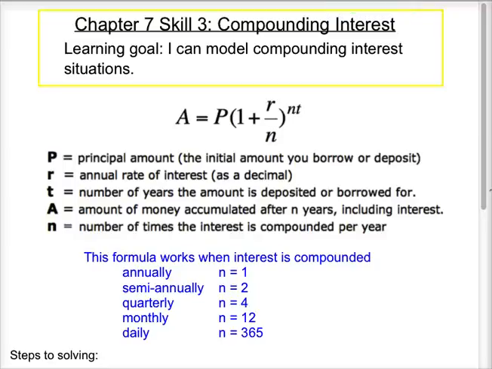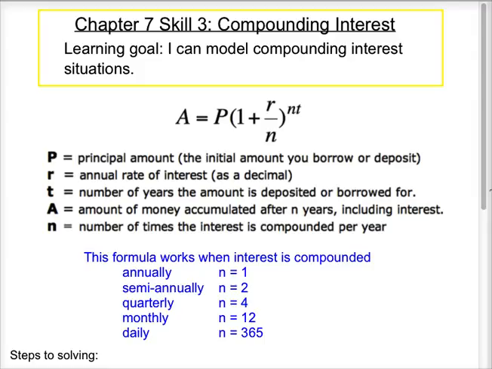Welcome back. So we're going to continue our investigation on exponential growth and decay. However, we're going to talk about a very specific case. We're going to talk about compounding interest in this next section. So compounding interest occurs when you give your money to a bank and you're accumulating interest that is compounded so many times per year.